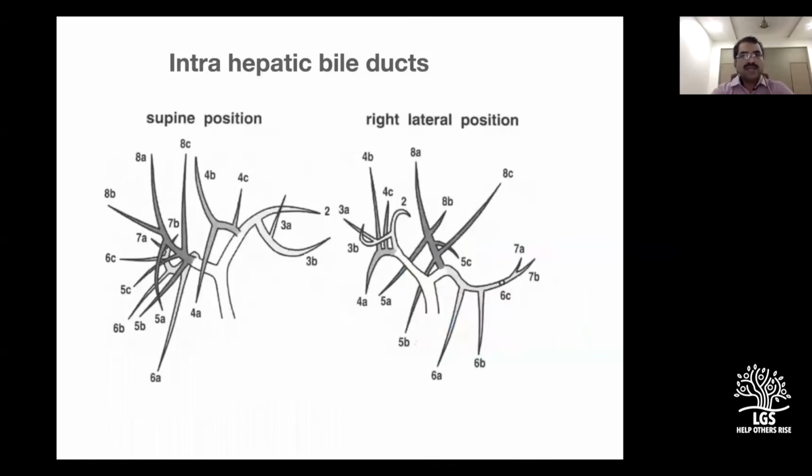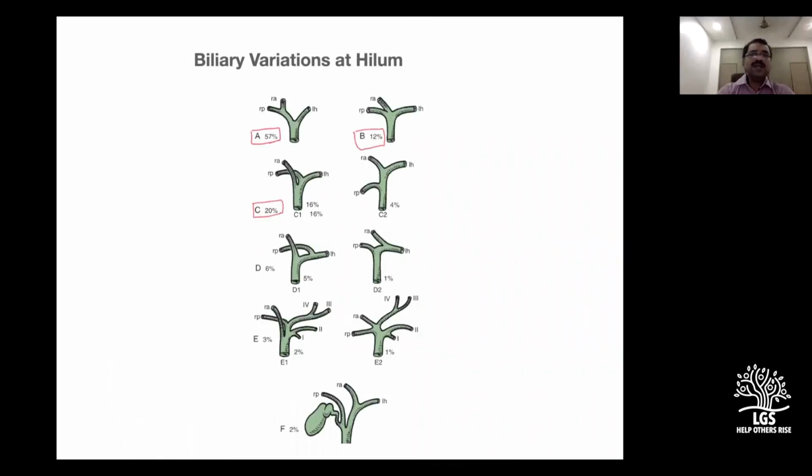So coming to the intrahepatic bile duct, at the hilum, there are many variations described. This is type A, B, C, D. We discussed in the last class that type A is 57%. There is no normal biliary anatomy. So inconsistency is the consistent feature in the biliary anatomy. That is what we talked about in the last class.